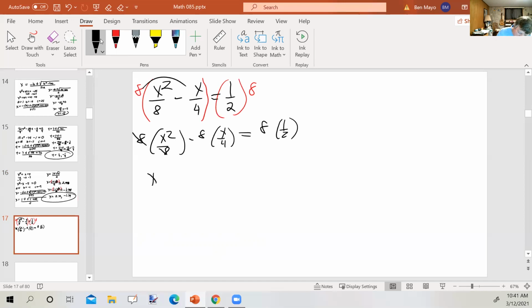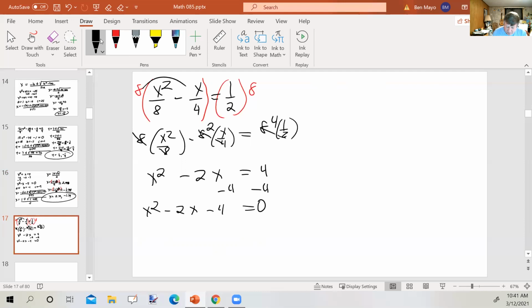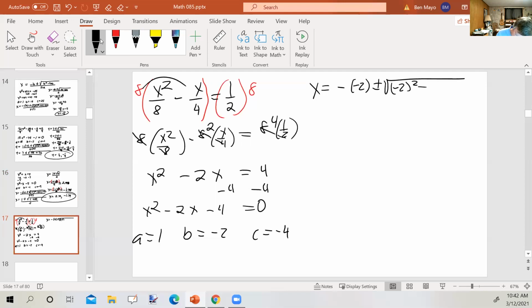Reducing, the 8's reduce down and I have x squared. 8 over 4 reduces to 2, and I have minus 2x equals 8 over 2, which is 4. I need to move the 4 to the other side of the equation, so I'll subtract 4 from both sides. Okay, so I've cleared the fractions and I've got everything on the left side set equal to 0 on the right side. A is 1, B is negative 2, and C is negative 4. So x equals negative b plus or minus the square root of b squared minus 4ac all over 2a.